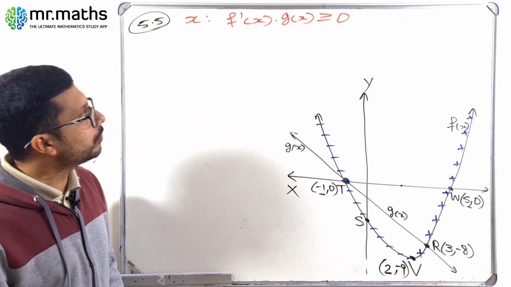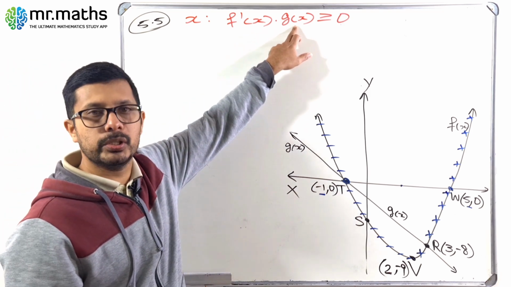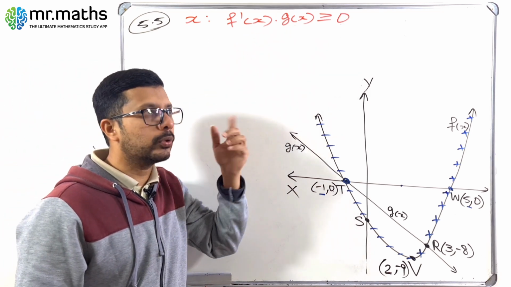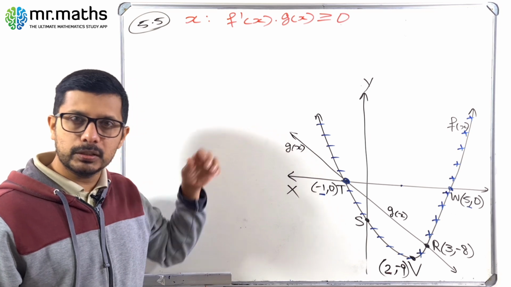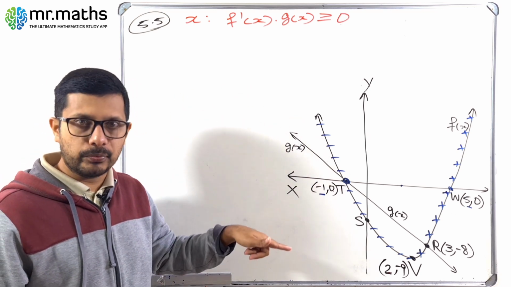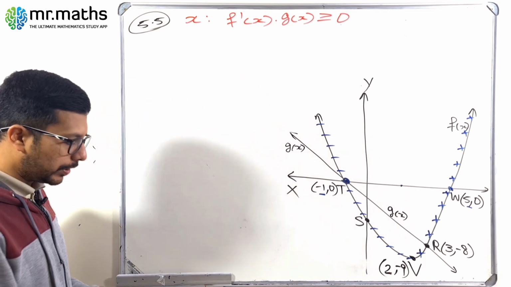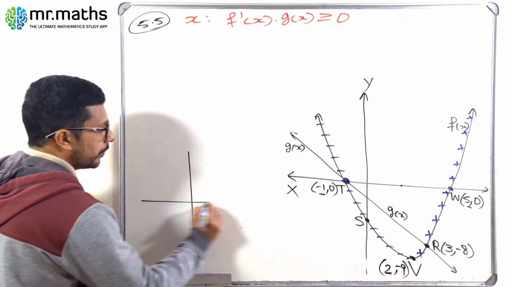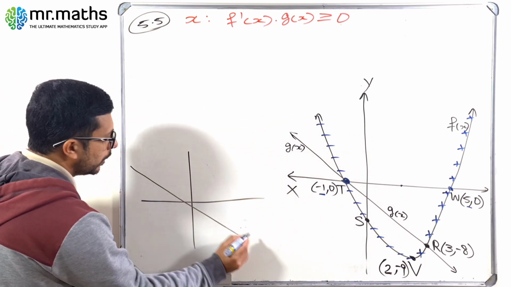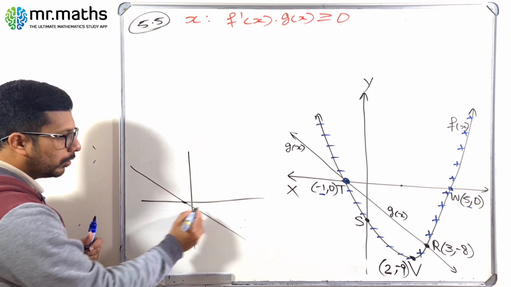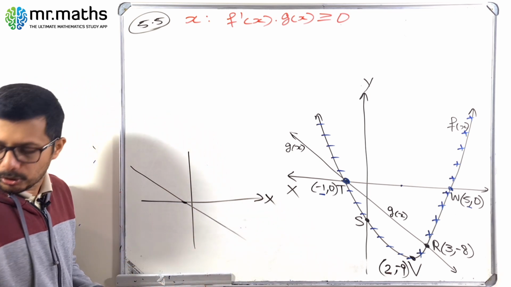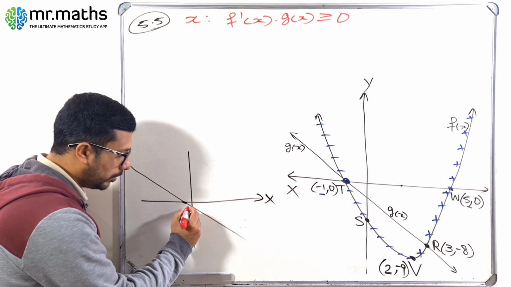Now what about the second term, g of x? There they are not talking about the derivative, they are talking about the same graph, this straight line graph. In the case of a straight line graph like this, you can see that this is the x-axis. Below the x-axis it is negative, am I right?